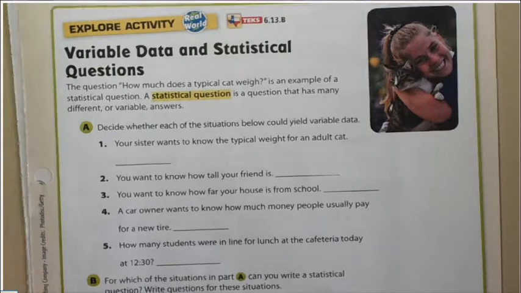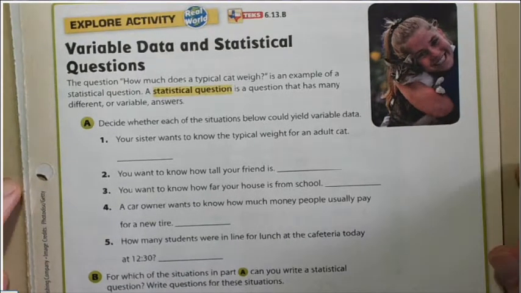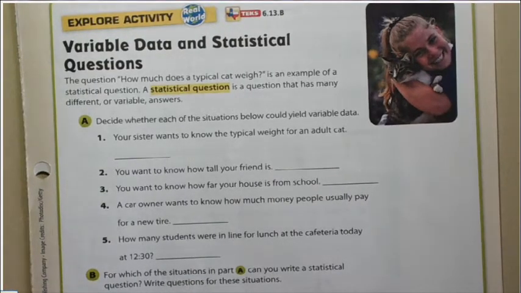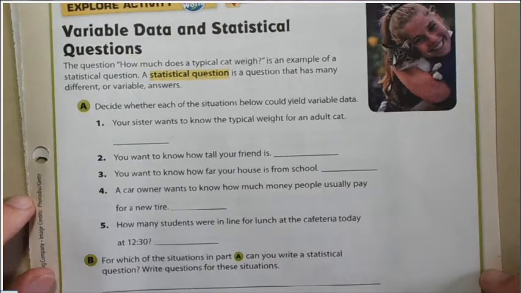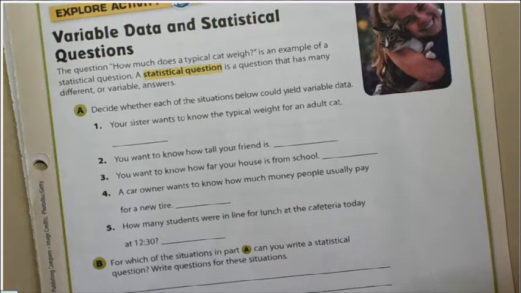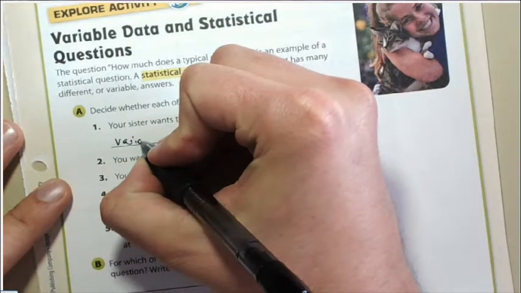So let's look at these first couple questions and decide whether each of these situations below could yield variable data, which basically means produce variable data. So number 1 says, your sister wants to know the typical weight of an adult cat. Well, not all adult cats are going to weigh the exact same. So for instance, you might have one adult cat that weighs 10 pounds and another adult cat that weighs 15 pounds. So this is a variable example.